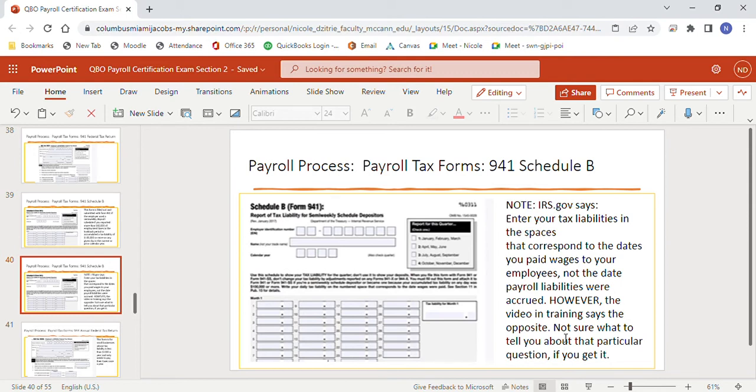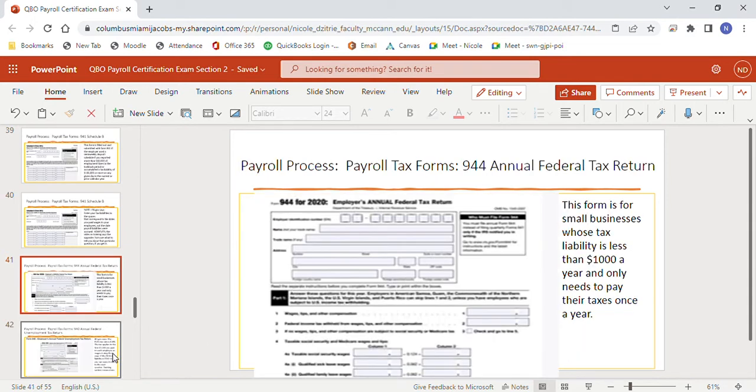I'm not sure what you want to do if you get this question. I'm not sure if there is a question, but if there is and it's addressing this, I don't know how you want to answer it. Me, I would answer it the correct way. It's saying that you're corresponding to the dates that the employees were paid. That's what it says on irs.gov. So I just want to let you know about that, and I would like you to also double check that. If I'm wrong, put it in the comments. But I looked it up and I read it, and it just disagrees with what the video says.